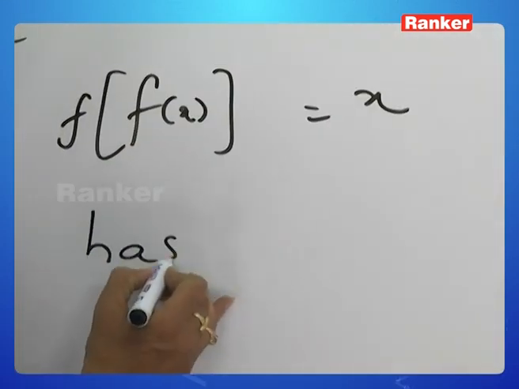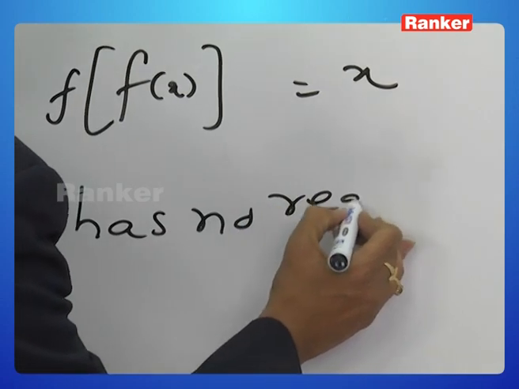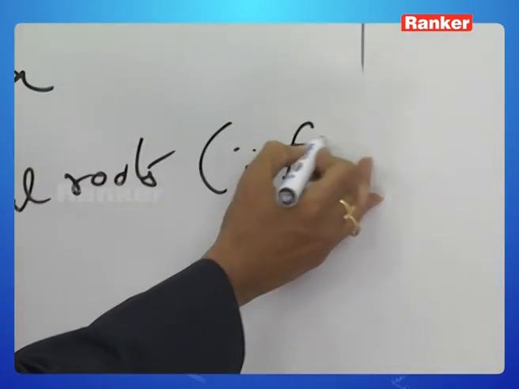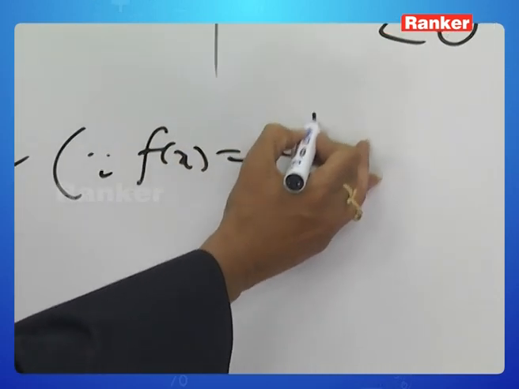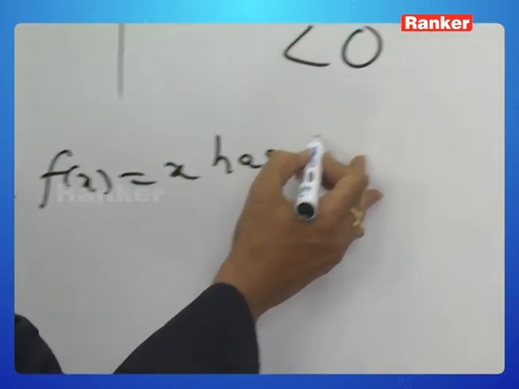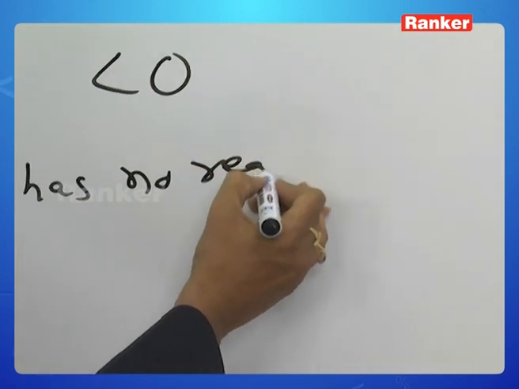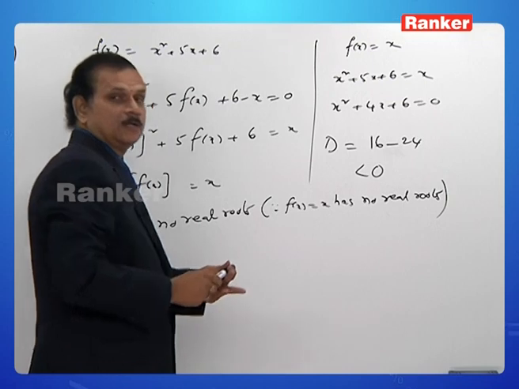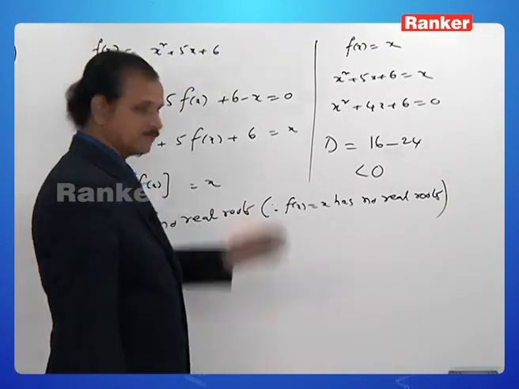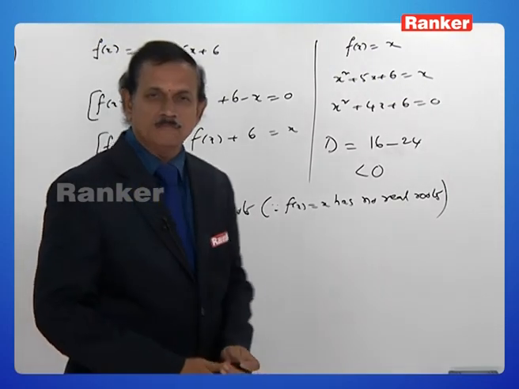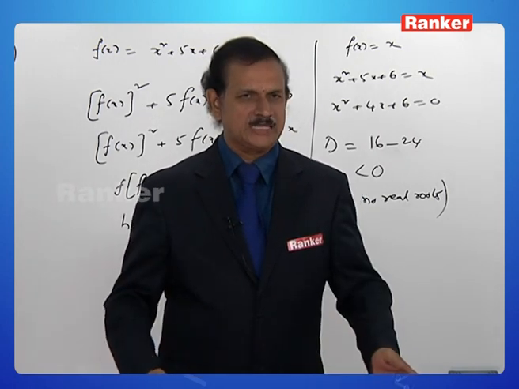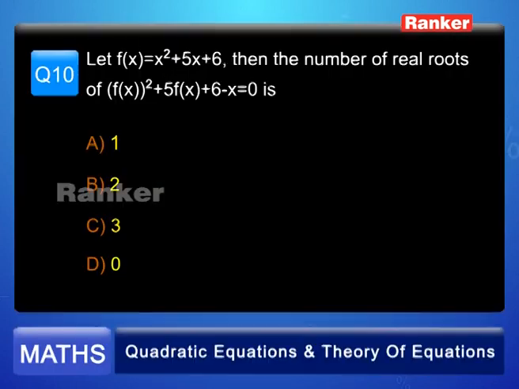Since f of x is equal to x has no real roots, the number of real roots of the given equation is 0, because there are no real roots at all. So, the number of real roots present is simply 0. The fourth option is of course the right option.